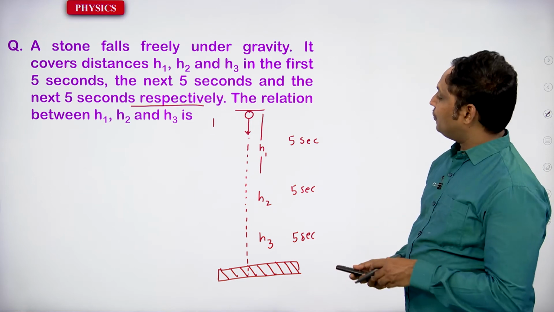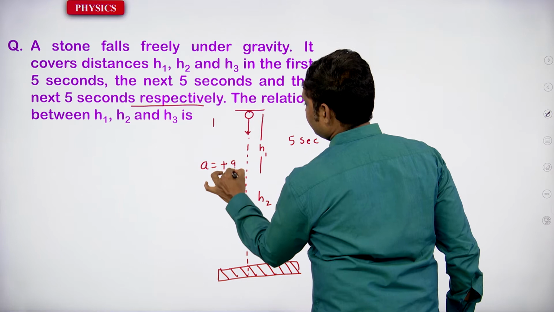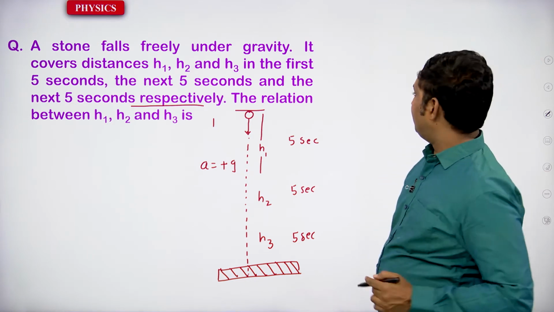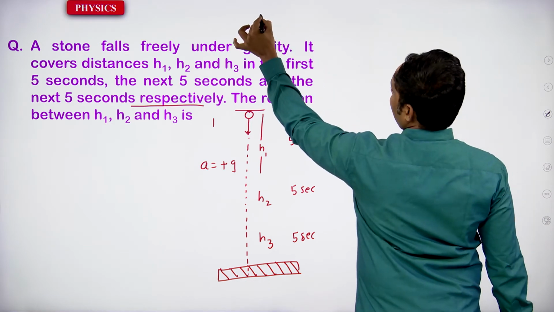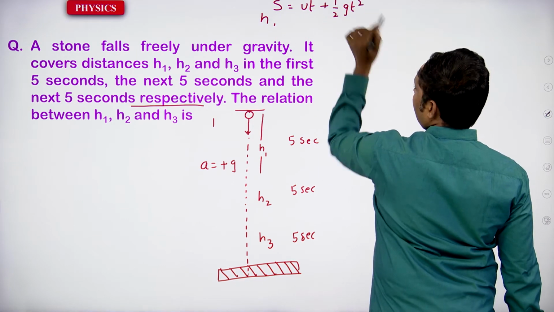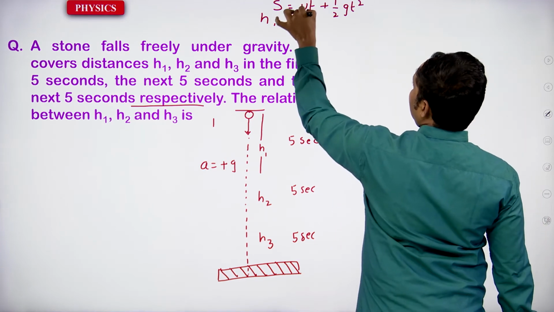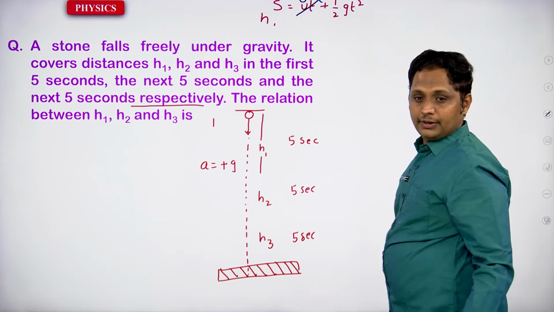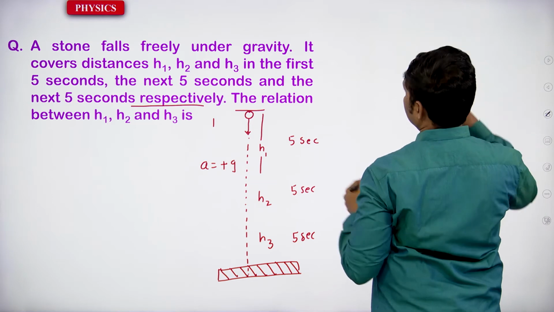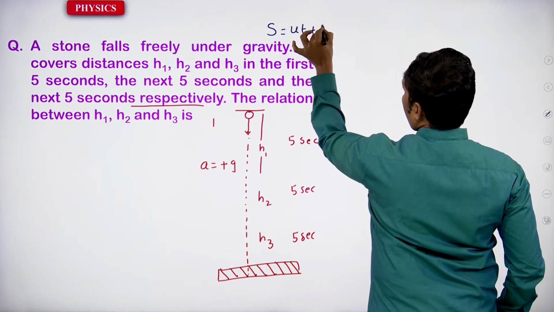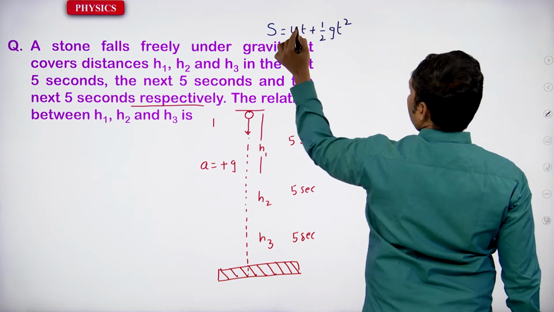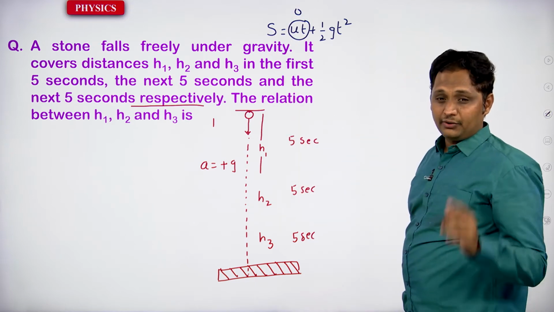Now, shall we go for that? a is equal to plus g. Let us go for h1. Therefore, h1 is equal to, basic equation, S is equal to ut plus half gt square. So this term is going to be 0. All right, we are going to get this one.